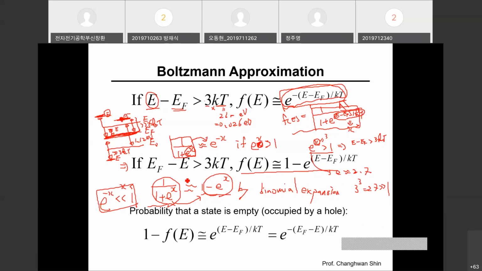Okay, so if the energy state that you're interested in is far away from the EF, at least by 3 times kT, then the Fermi function can become simpler as 1 minus exponential minus E minus EF over kT. Okay, so using this Boltzmann approximation, we will study, we will find out.